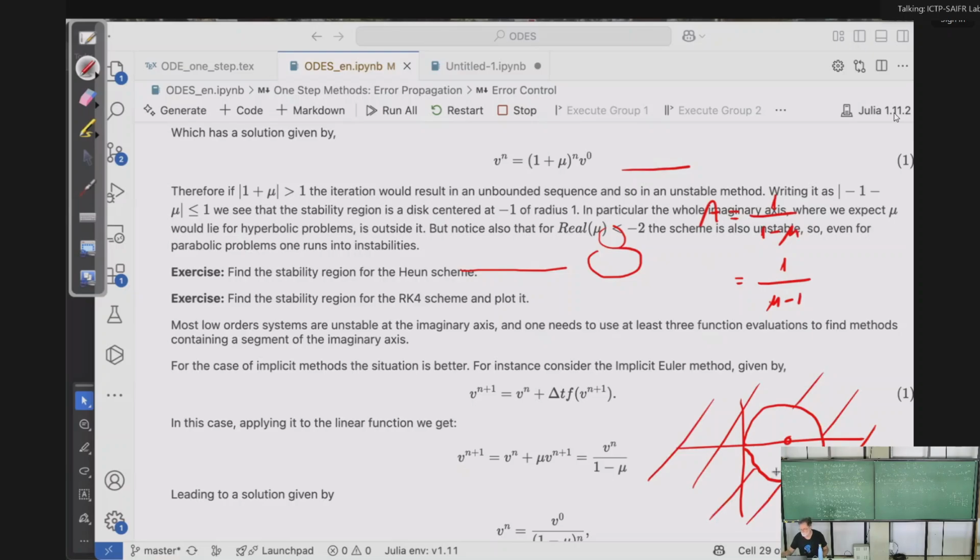Right? So this is very good for these points, and all these points, if you are solving some heat equation, for instance, where the eigenvalues are here. But the problem is that it's implicit, so you have to do something to solve for it.